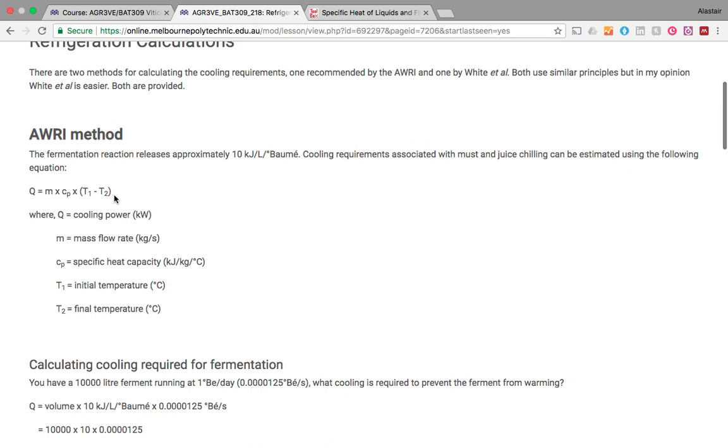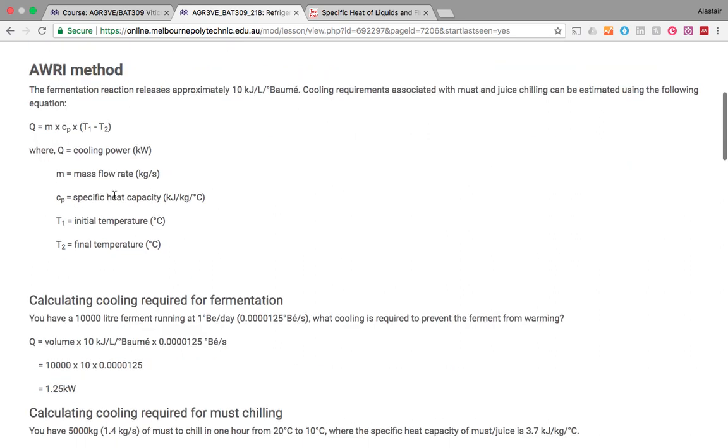So let's have a look here. Calculate cooling required for fermentation. You have a 10,000 litre ferment running at 1 Baumé per day. For the calculation, you actually need it in Baumé per second. So we convert Baumé per day to Baumé per second. So 1 Baumé per day is 0.0000125 Baumé per second. That's how much the sugar will drop.